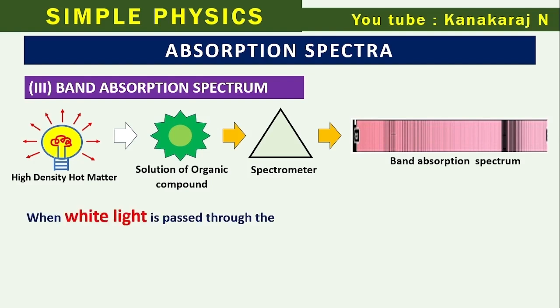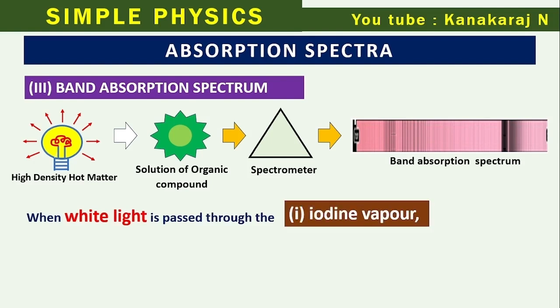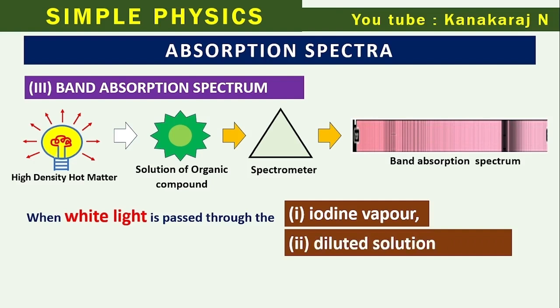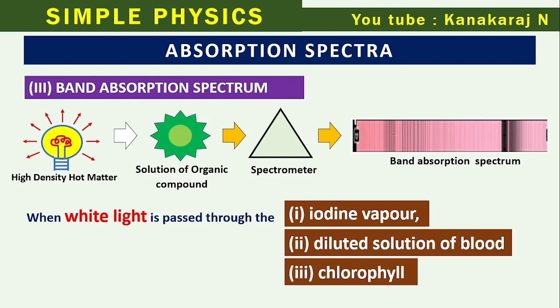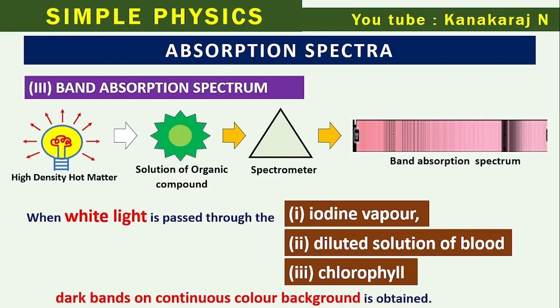When white light is passed through iodine vapor, or a dilute solution of blood, or chlorophyll, a dark band on a continuous color background is obtained.